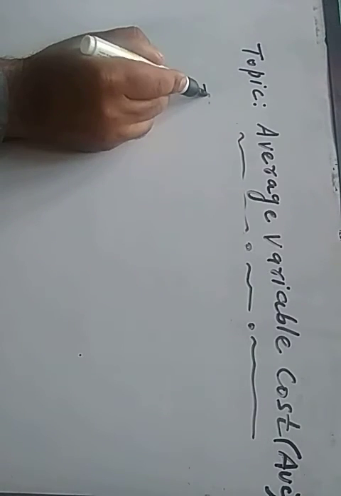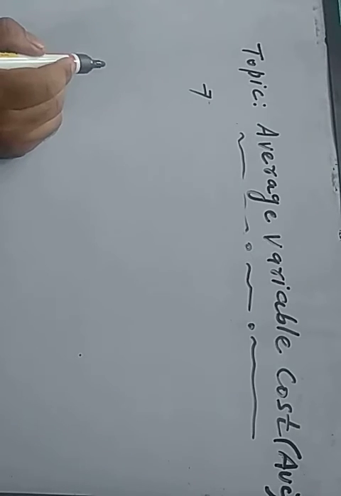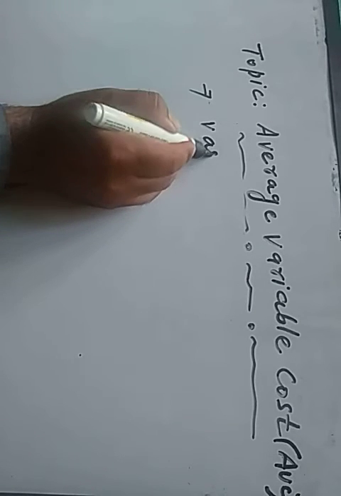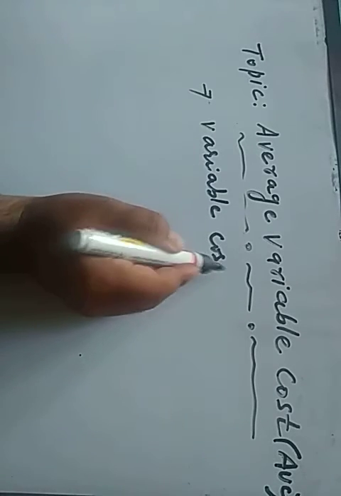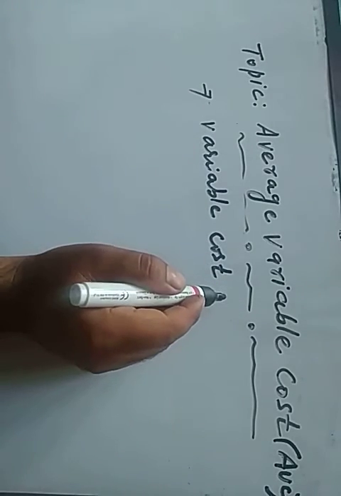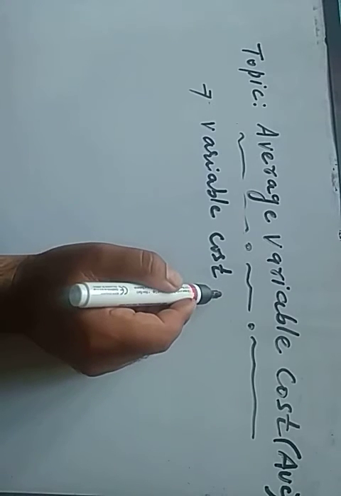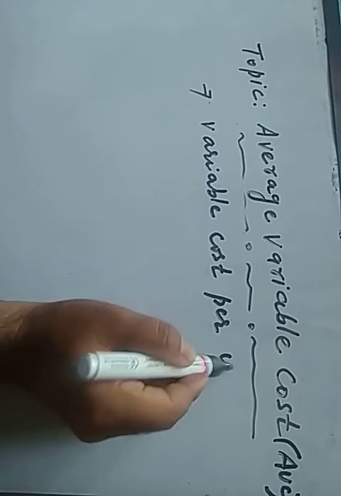Now, what is average variable cost? What is its meaning? What is its definition? Average variable cost gives the variable cost per unit of output.